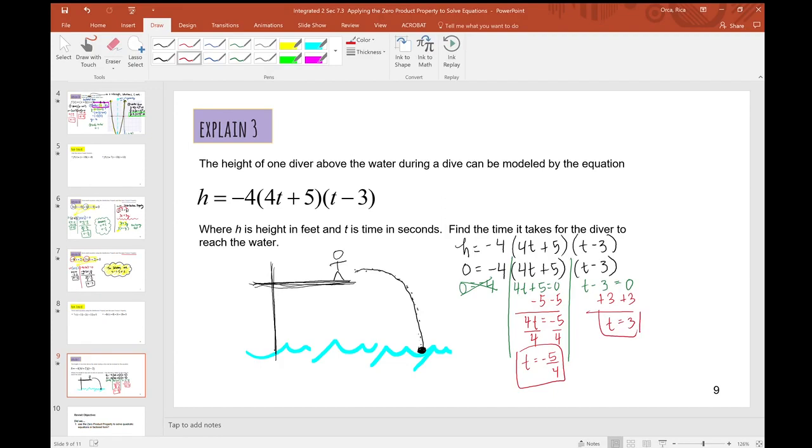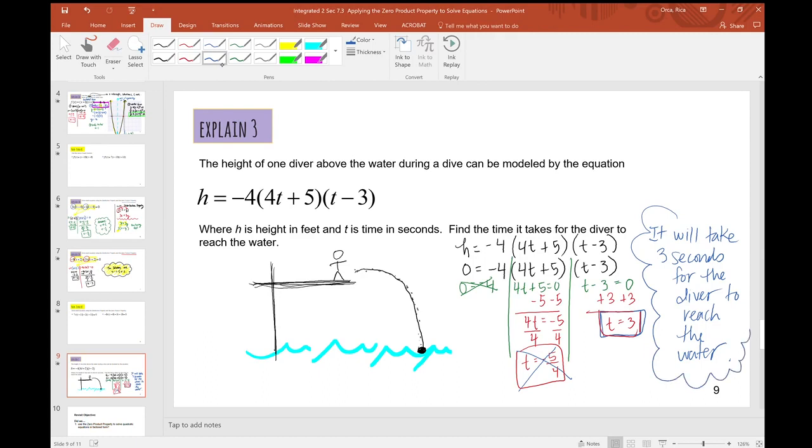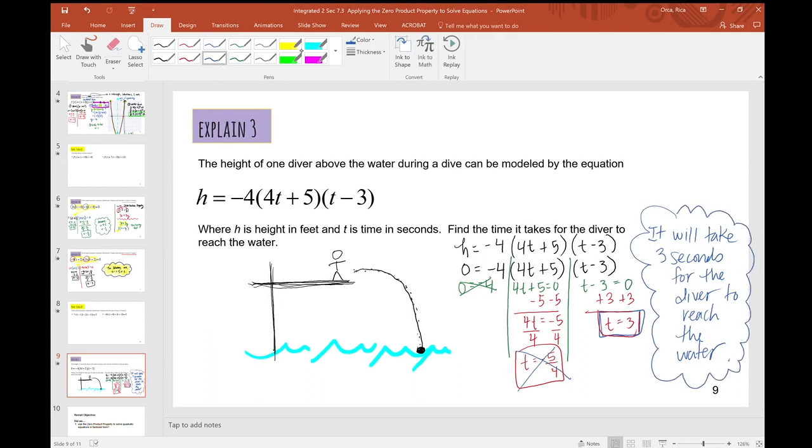Now let's analyze our solutions. Remember, this is a word problem, so our solutions need to make sense. Since t represents time, and you can't go back in time, go ahead and cross out t equals -5/4, because it wouldn't make sense to go back in time -5/4 seconds. So instead, we're going to use t equals 3. It'll take 3 seconds for the diver to reach the water. With any word problem, you want to make sure that your answer is written in a sentence. Otherwise, you haven't answered anything.